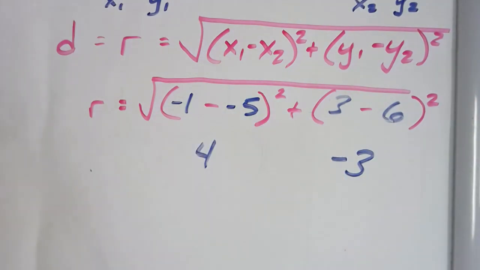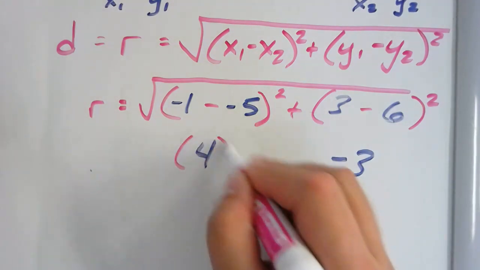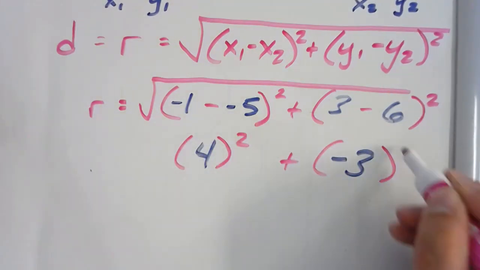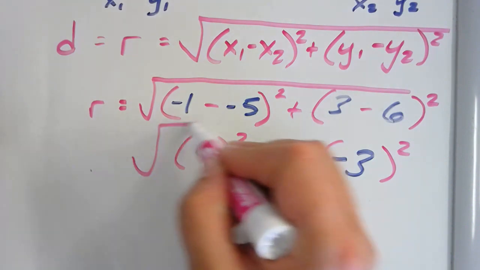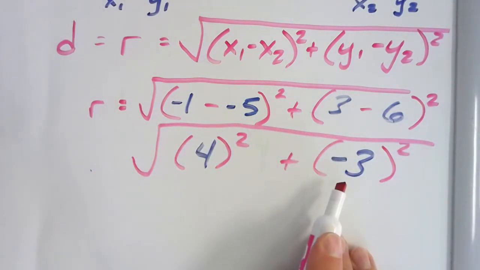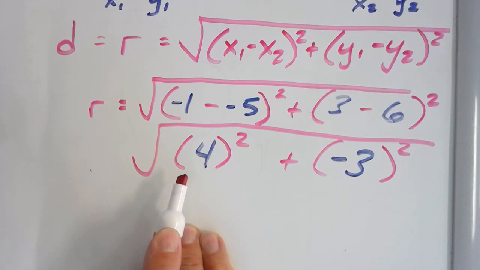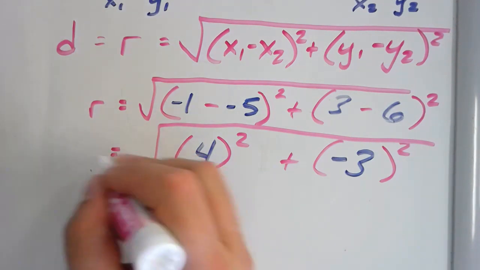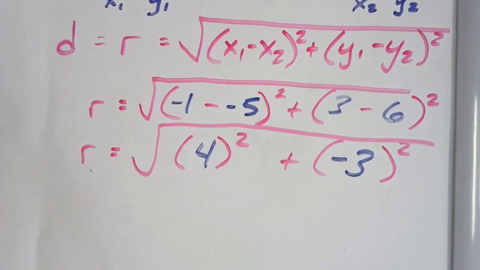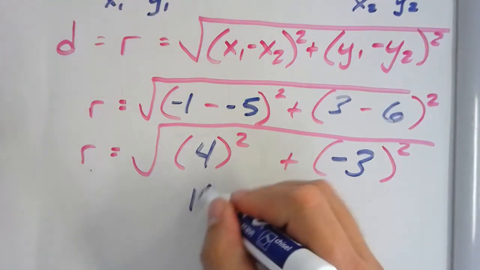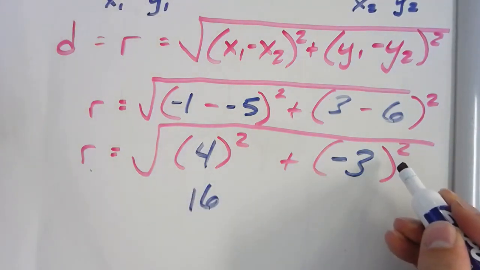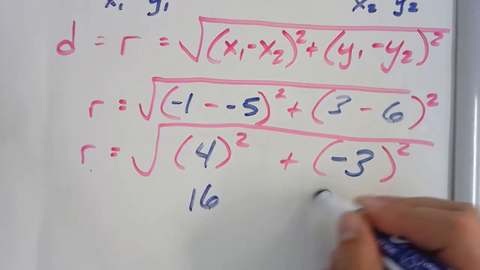So that 4 is going to be squared. I'm going to add it to that negative 3 squared. And here's why the direction didn't matter. Because whether I get a negative or a positive, once I square it, it's going to turn positive. And this is still the radius, right? And so next thing I would do here is just do the arithmetic again. 4 squared is the same thing as 4 times 4. That's going to come out to be 16. Negative 3 squared, or negative 3 times negative 3, is going to turn positive. That's going to turn into positive 9.